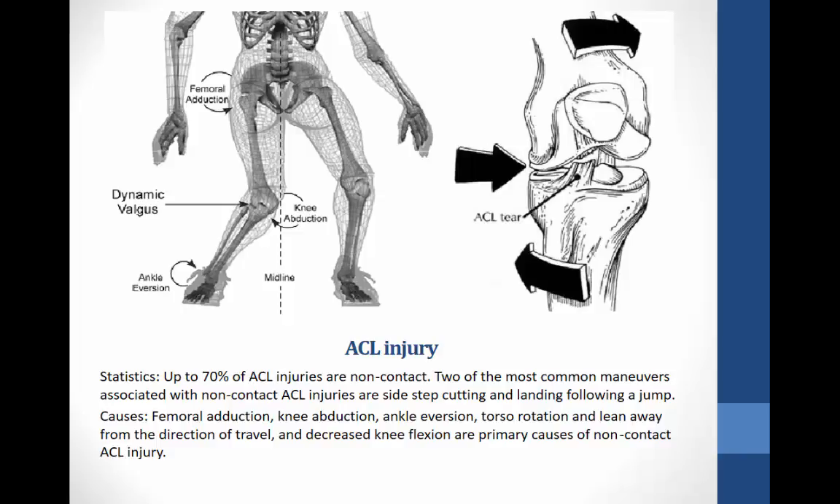Non-contact ACL injuries are usually characterized by increased femoral adduction, increased knee abduction, and ankle eversion, resulting in a dynamic valgus force on the knee. These moments, in addition to rotational forces, can be a recipe for disaster. Decreased muscle strength of the knee flexors and extensors have been shown to relate to decreased knee flexion on the load-accepting limb during a change of direction movement. This decrease in flexion can increase the likelihood of an ACL injury. Knee abduction has also been shown in studies to be associated with trunk lean and rotation in the opposite direction of travel.